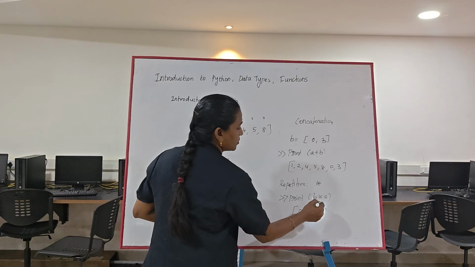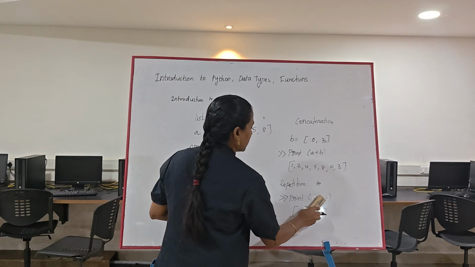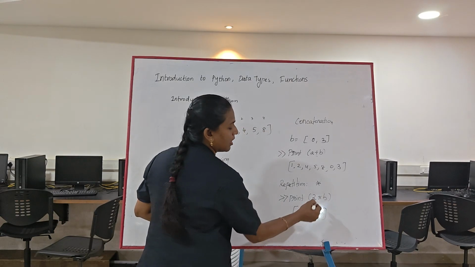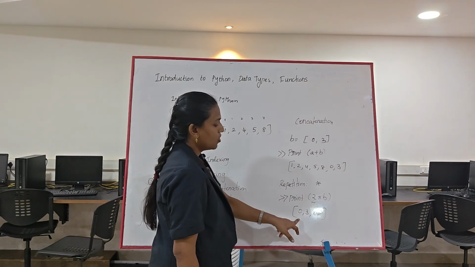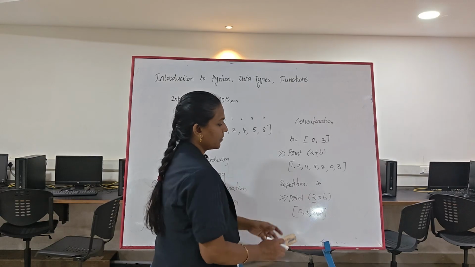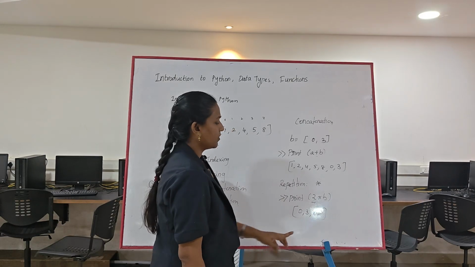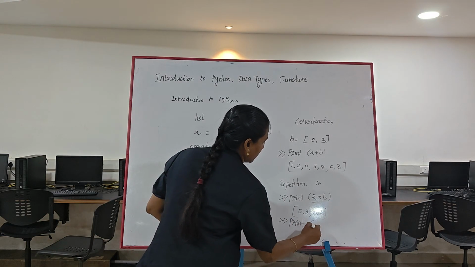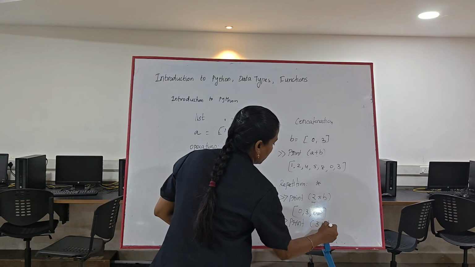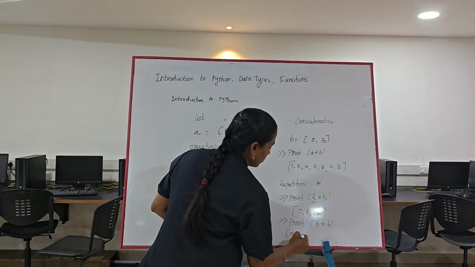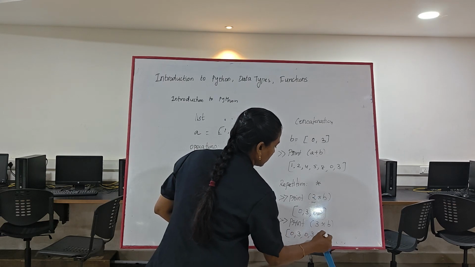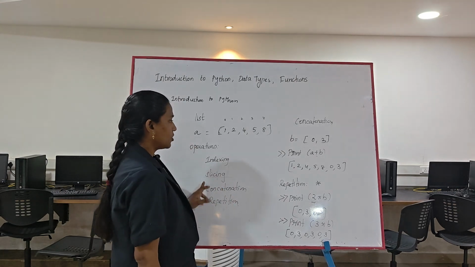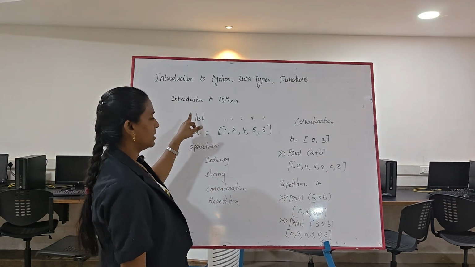How many times do we want? Here we have given 2 into B, so it will be repeated 2 times. If I give 3 here, it will be repeated 3 times. For example, print 3 star B. It will be displayed 0, 3, 0, 3, 0, 3, 3 times. So these are the operations of the list.